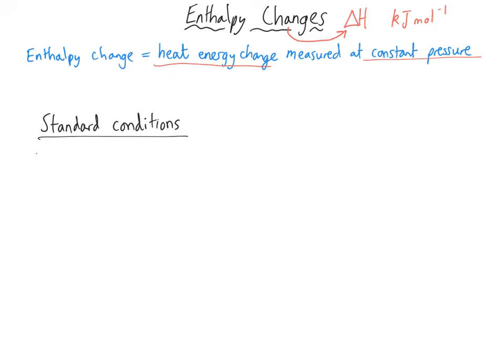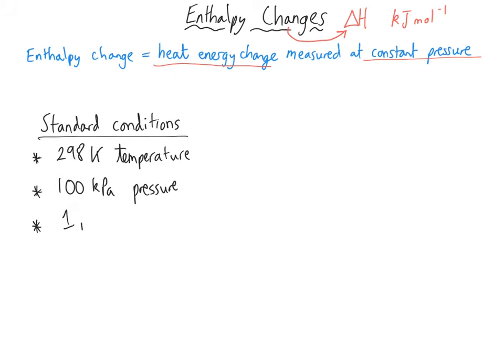The conditions which are taken as standard are temperatures of 298 Kelvin, which is equivalent to 25 degrees C, which is normal-ish room temperature, apparently, although not in the UK, in my experience. A pressure of 100 kilopascals, which is 100,000 pascals, and that is atmospheric pressure, so that is 1 atmosphere, normal atmospheric pressure. And finally, and less relevant in year 1 chemistry, the concentrations of any solutions that we are using need to be 1 mole per decimeter cubed in order to be considered standard conditions.